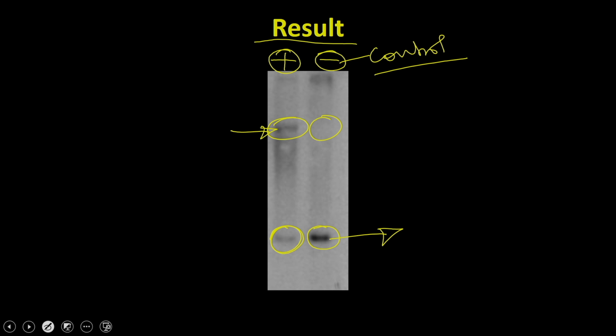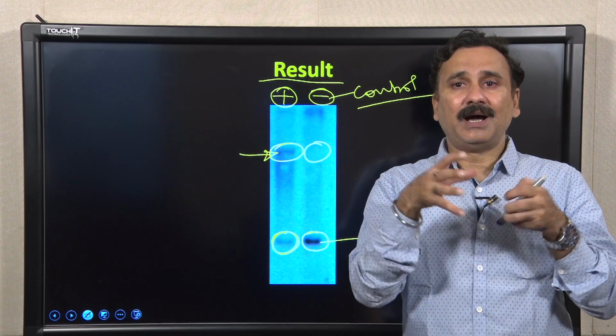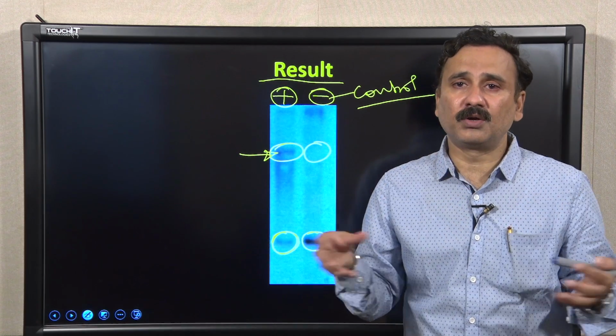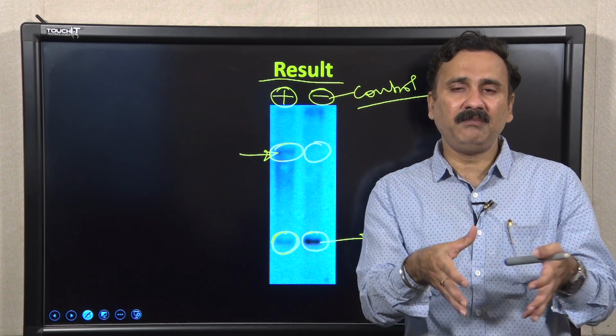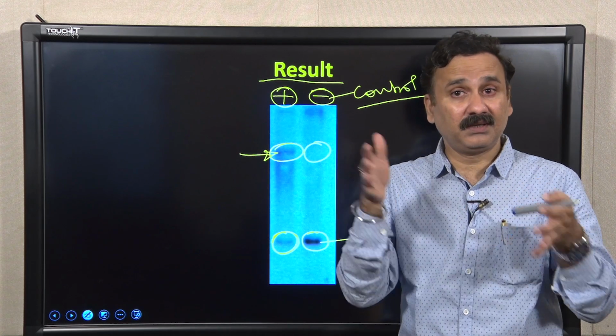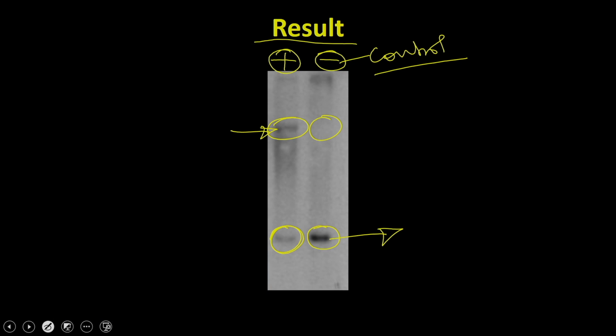So, for example, this is a gel where people were looking for whether a particular knockout was successful or not. What they have done is they have taken a wild type and a knockout strain, they have done the southern blotting, and then they looked with the help of the probe whether that particular gene was present or not. So, this one is the wild type and this is the knockout. If this is a knockout, it should not have this particular band.